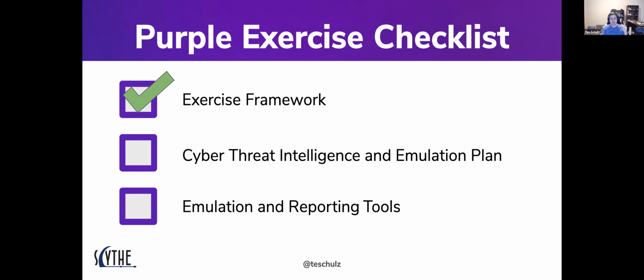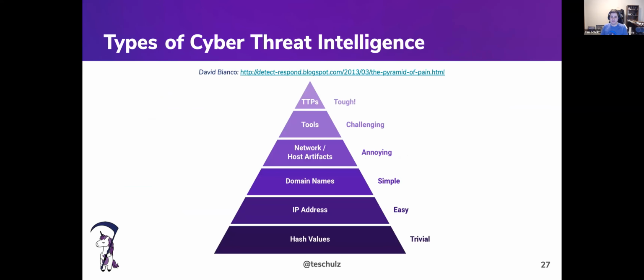So now we are through with our first check, our exercise framework. Let's move on to cyber threat intelligence and an emulation plan. So I really love this chart. I bring it up all the time when talking to our customers and doing any sort of discussions around cyber threat intelligence and how we build tests. So this is David Bianco's pyramid of adversary pain.